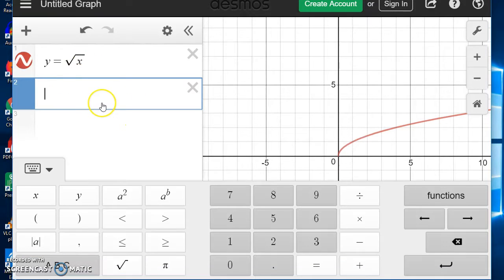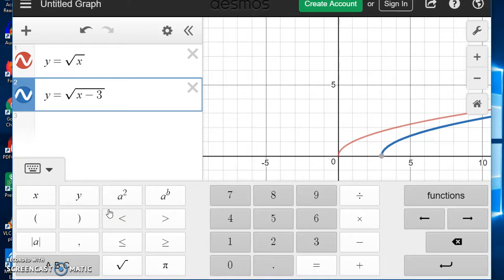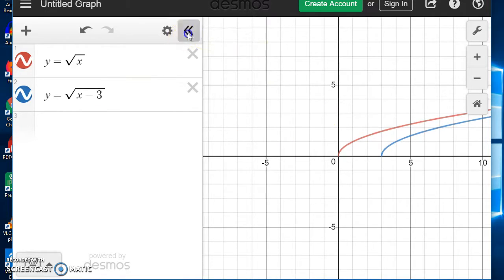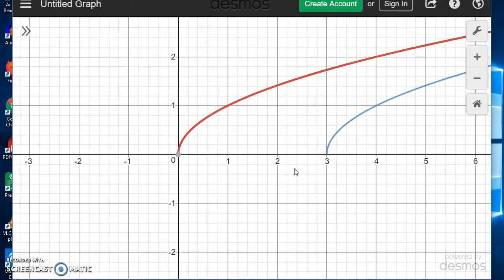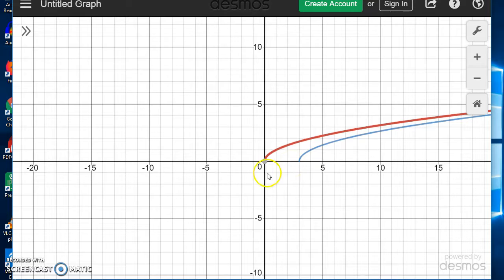But now let's type in another equation, y equals square root x, and then we said minus 3. All right, so let's take a look at what happened here. This is my parent function, and here's my new function. It looks like what happened is that this shifted to the right. I'm going to zoom in here. 3 spaces. So this whole graph shifted right 3 spaces.